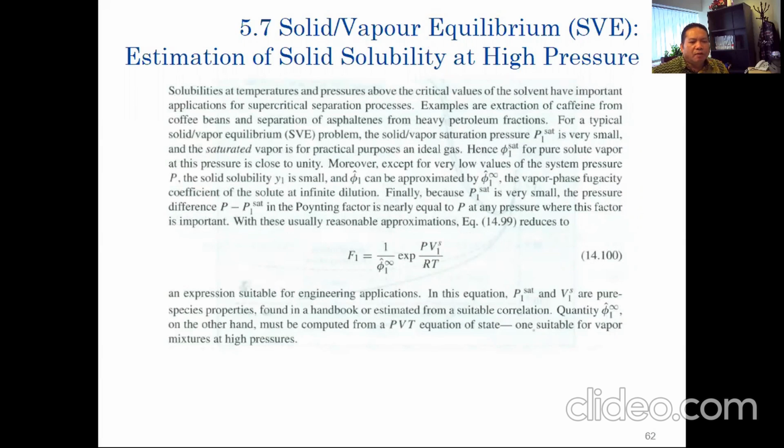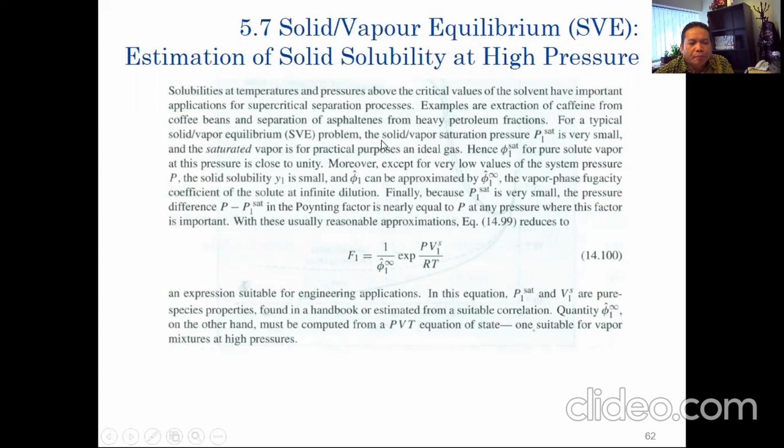For solid-vapor equilibrium, SVE, consider estimation of solid solubility at high pressure. Solubility at temperature and pressure above the critical values of the solvent has important implications for supercritical separation processes, for example, extraction of caffeine from coffee beans, and the separation of asphaltenes from heavy petroleum fractions.